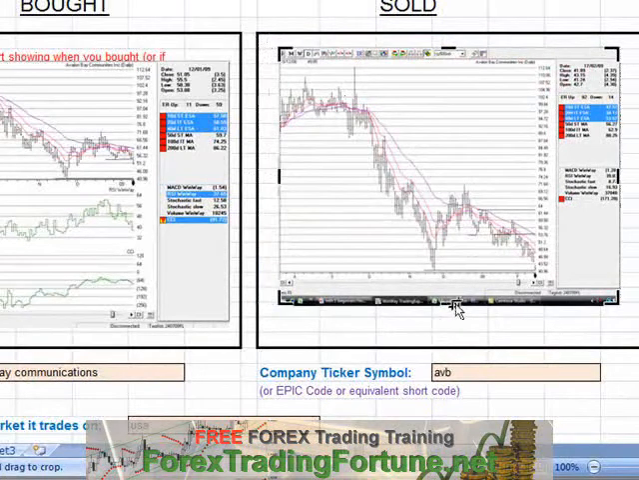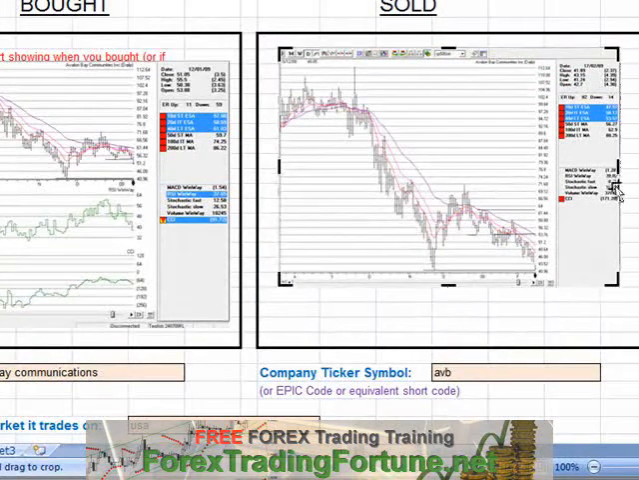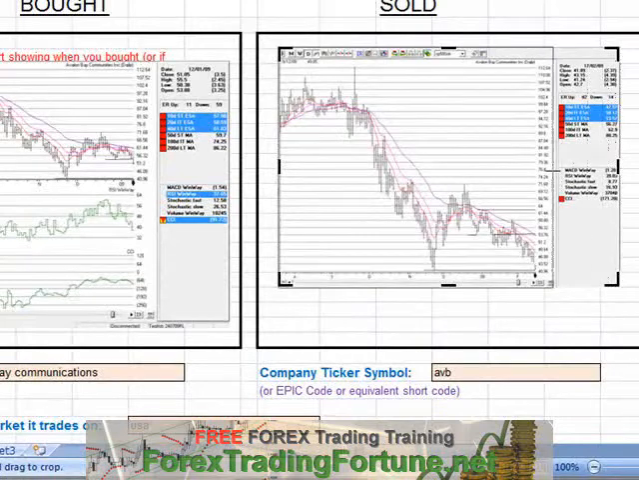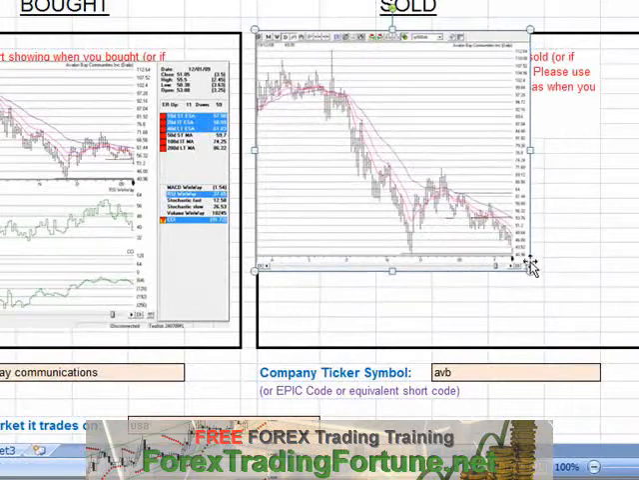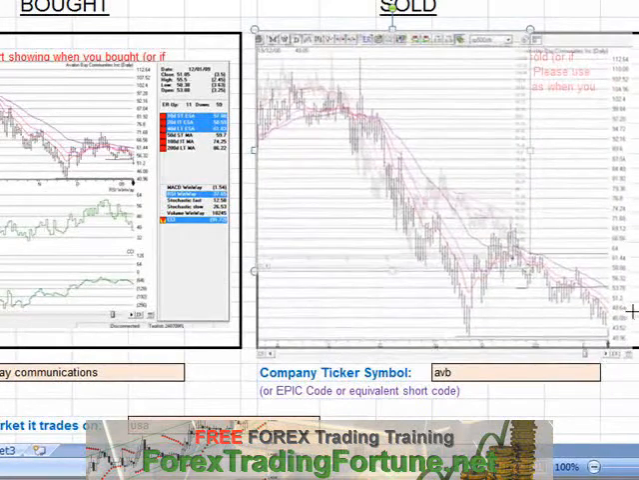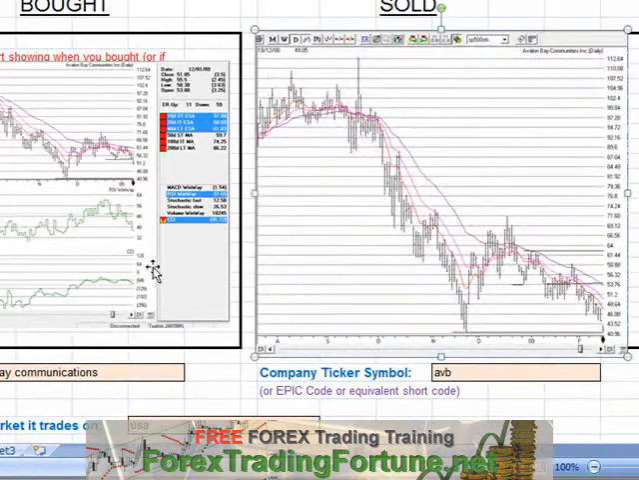Once you've done this a few times, it's very, very simple to keep this paper trade diary. Very, very simple and extremely valuable. You'll learn so much by doing this. So there we go. There's the chart when we bought. There's the chart when we sold.